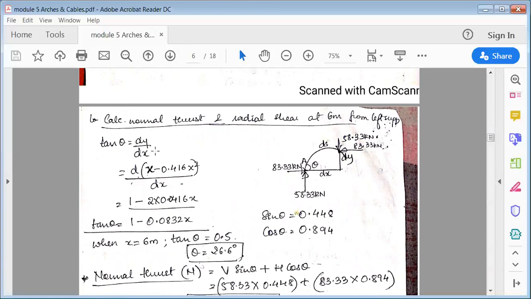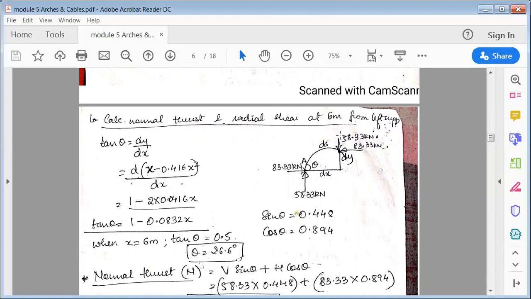Now if you want to use it, y is nothing but the vertical ordinate. That is the equation of a parabolic arch, which we have already found out. So here it is always like this. If you want to find the normal thrust and radial shear, you see here A is the point, and this is the arch.